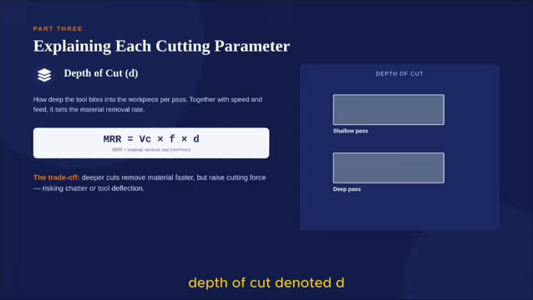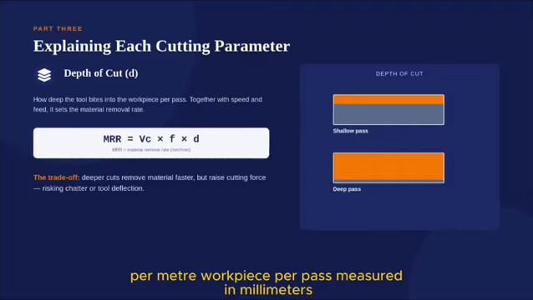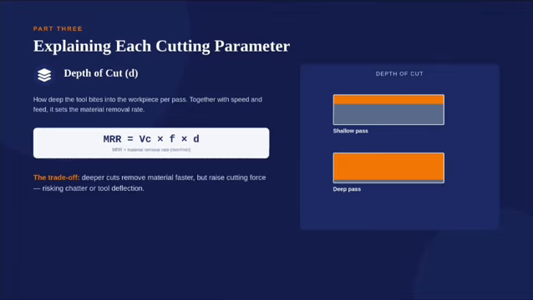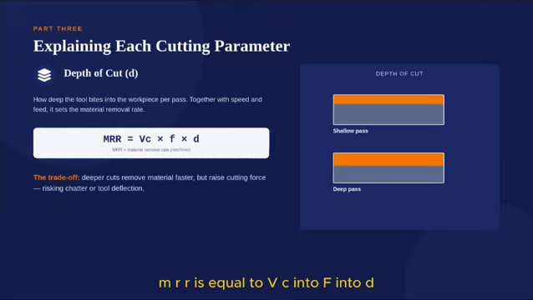Depth of cut, denoted D, is the radial or axial engagement of the tool in the workpiece per pass, measured in millimeters. Combined with cutting speed and feed rate, depth of cut determines material removal rate. MRR is equal to VC into F into D.